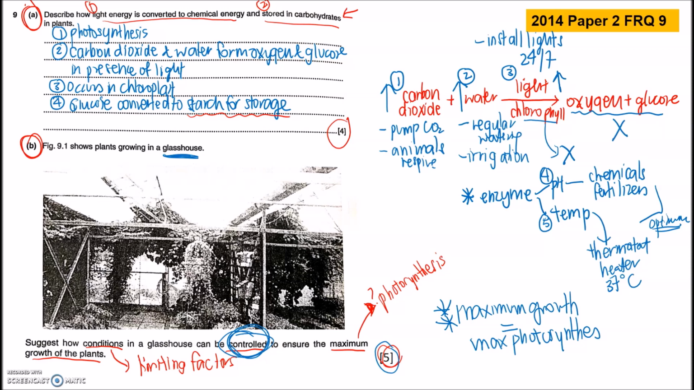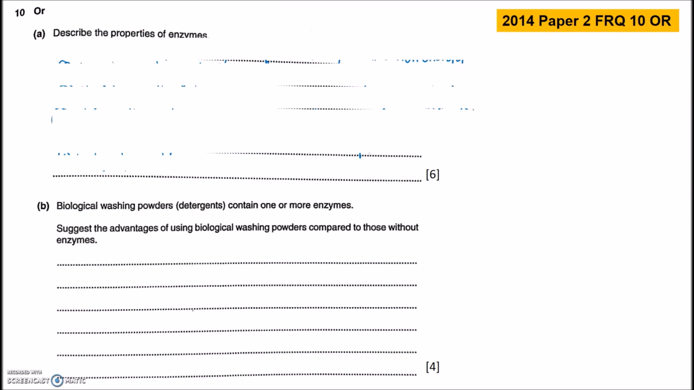Okay, so many people will just stop at increase carbon dioxide, increase water, but you have to tell me how it is controlled to fully answer the question. There is another similar question for the FRQ 10 or question. If you look at part A, describe properties of enzymes, 6 marks. I think everyone can do it.